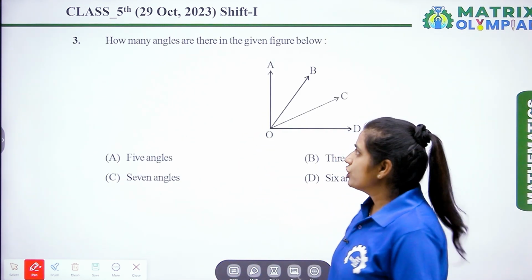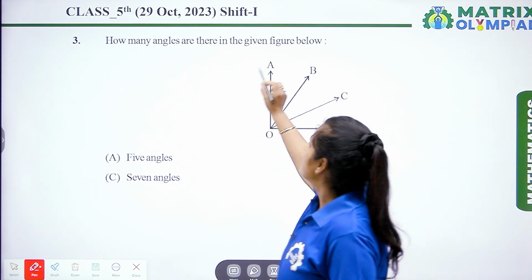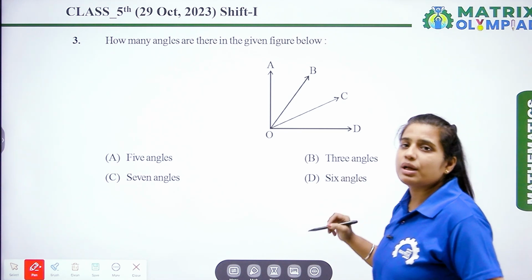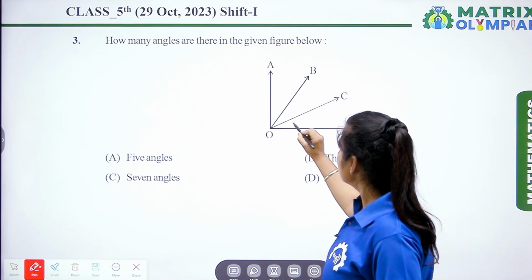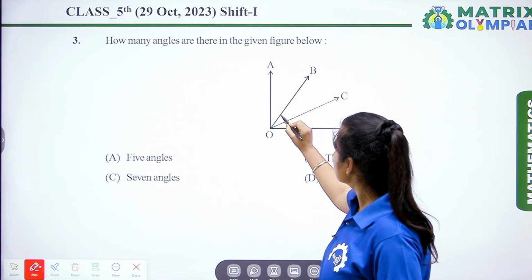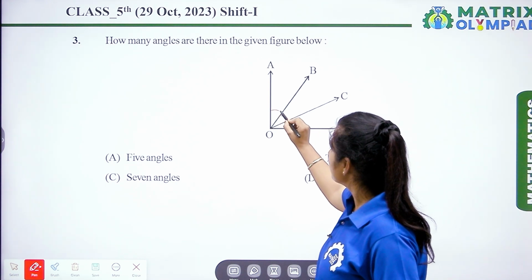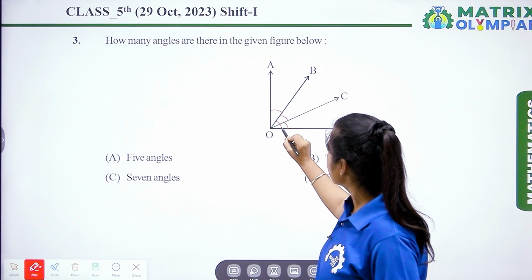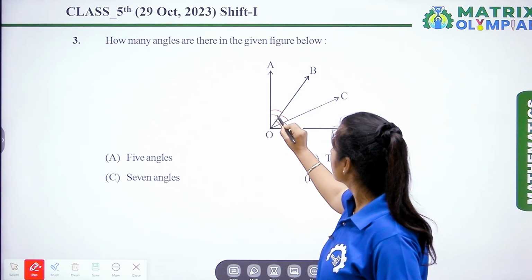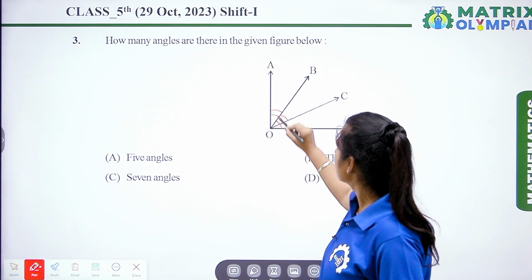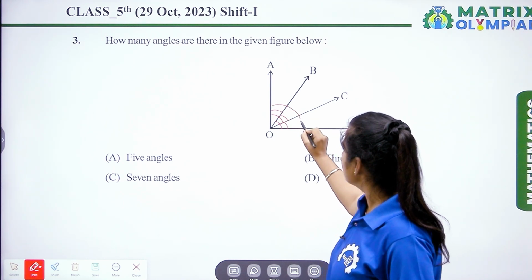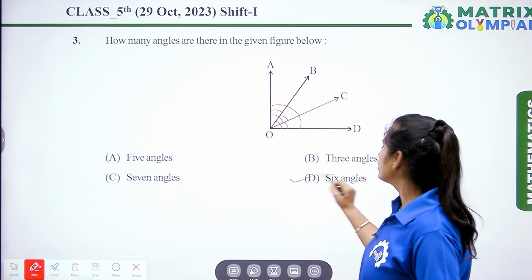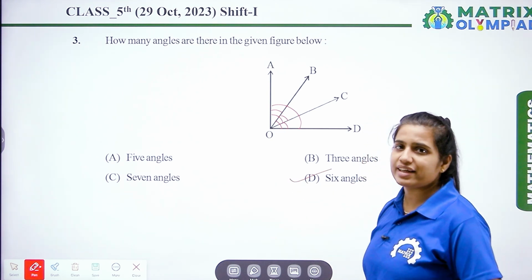Now the third question. How many angles are there in the given figure below? So we have to find out the number of angles here. Let's count. 1, 2, 3. Now here, after 3 we have this 4, 5 and this whole is 6. So here we have 6 angles. Option D is the correct answer.